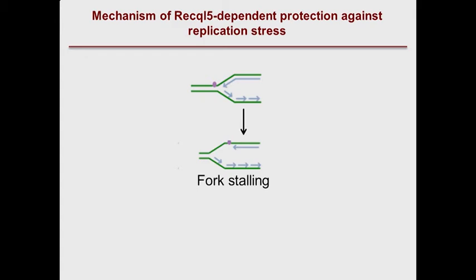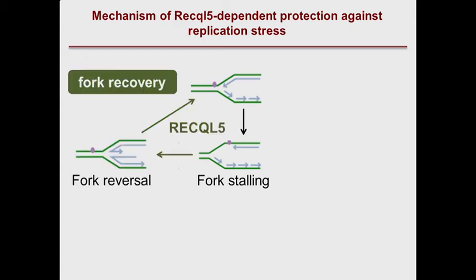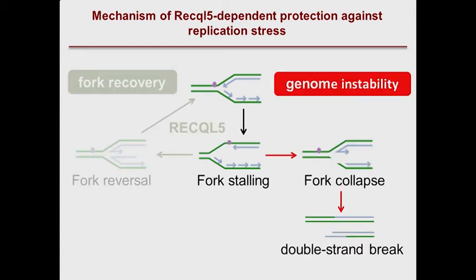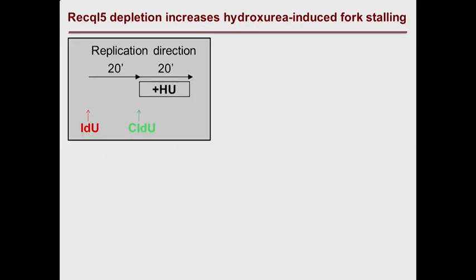Here's the DNA replication fork meeting a site of DNA damage. Replication fork stalling occurs. This would be the point at which RECQL5 would come in and allow the fork to recover and stabilize. In the absence of RECQL5, you would predict that the fork would collapse, and the end result of this would be double-stranded DNA breaks.